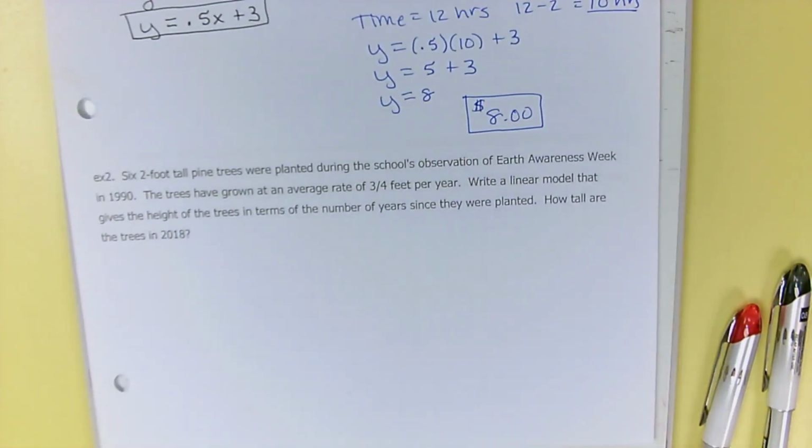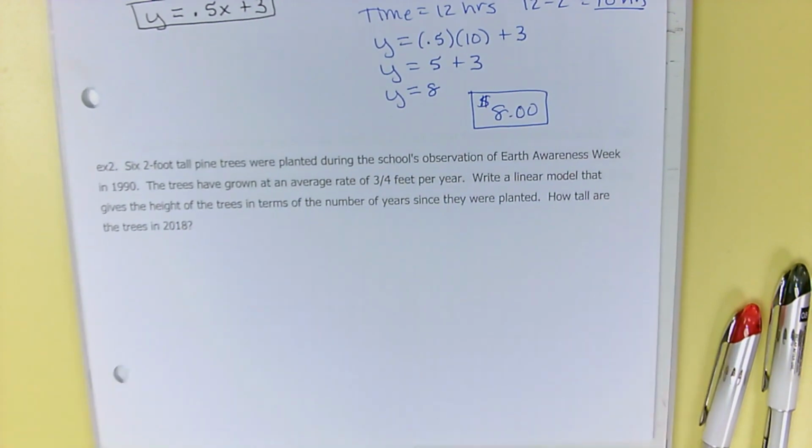Example 2. Sixty-two-foot-tall pine trees were planted along the school's, during the school's observation of Earth Awareness Week in 1990. The trees have grown at an average rate of 3/4 of a foot per year, which is kind of slow. Write a linear model that gives the height of the trees in terms of the number of years since they were planted. How tall are the trees in 2018?